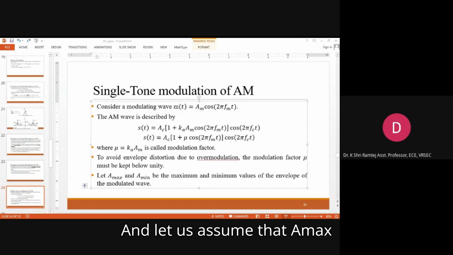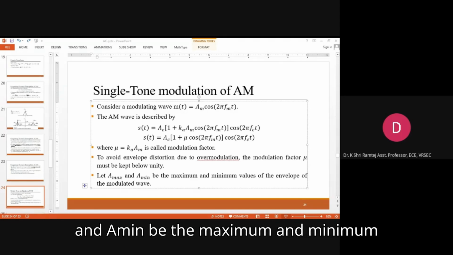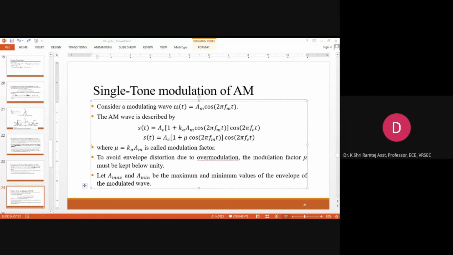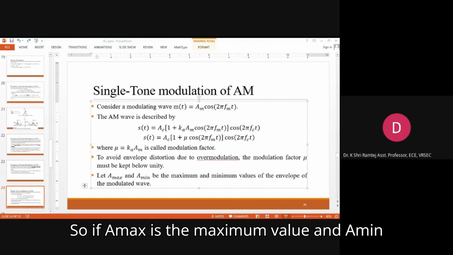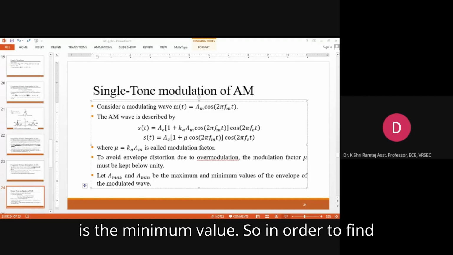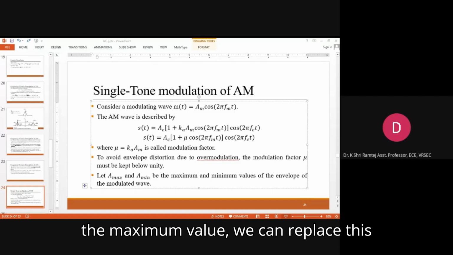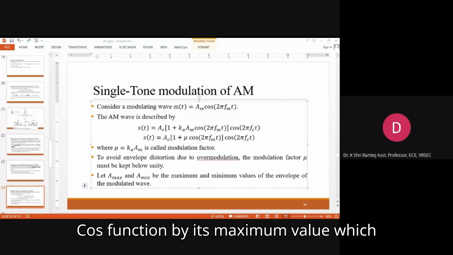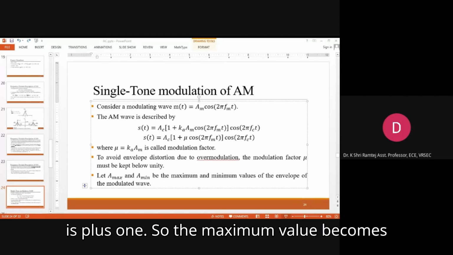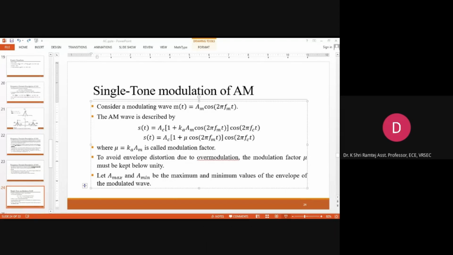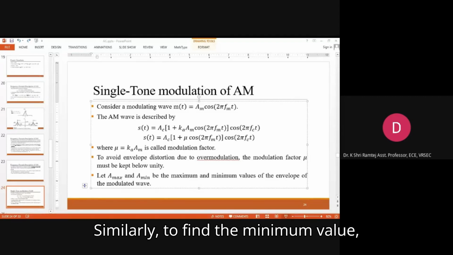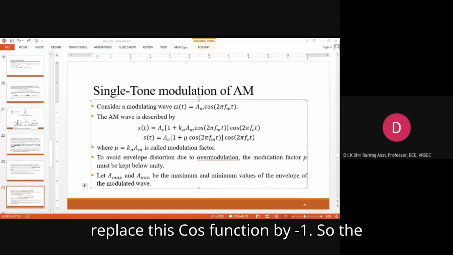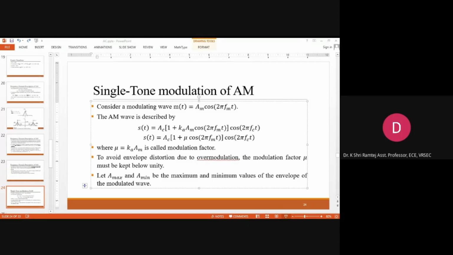And let us assume that A max and A min are the maximum and minimum values of this envelope. In order to find the maximum value, we can replace this cos function by its maximum value, which is plus 1. So the maximum value becomes AC into 1 plus mu. Similarly, to find the minimum value, replace this cos function by minus 1. So the minimum value will be AC into 1 minus mu.